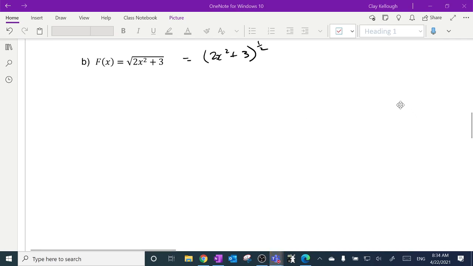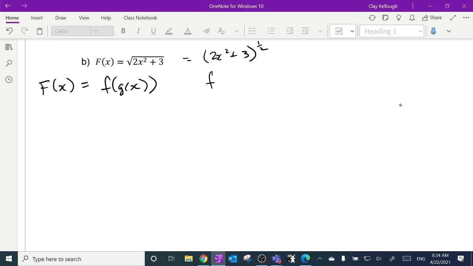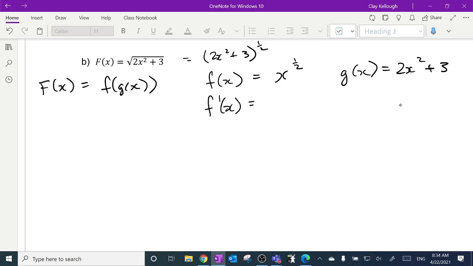Okay, moving on. Do you see the composite nature of this function? Can you see its two pieces? If F of x is really an outside and an inside function, what are they? Well, the outside function to me is x to the 1/2, and the inside function is 2x squared plus 3. What's the derivative of the outside function? It's 1/2 x to the negative 1/2. And the derivative of the inside function? That would be 4x.